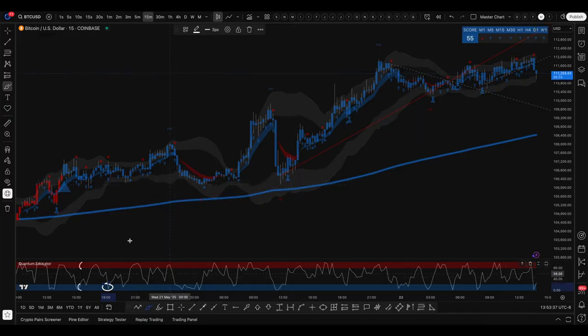So for example, as price had transitioned into the upward direction, we can see that several times the quantum oscillator came down into the blue zone in each of these examples here. From there, you simply have to look for either a blue dot to form or a blue triangle.